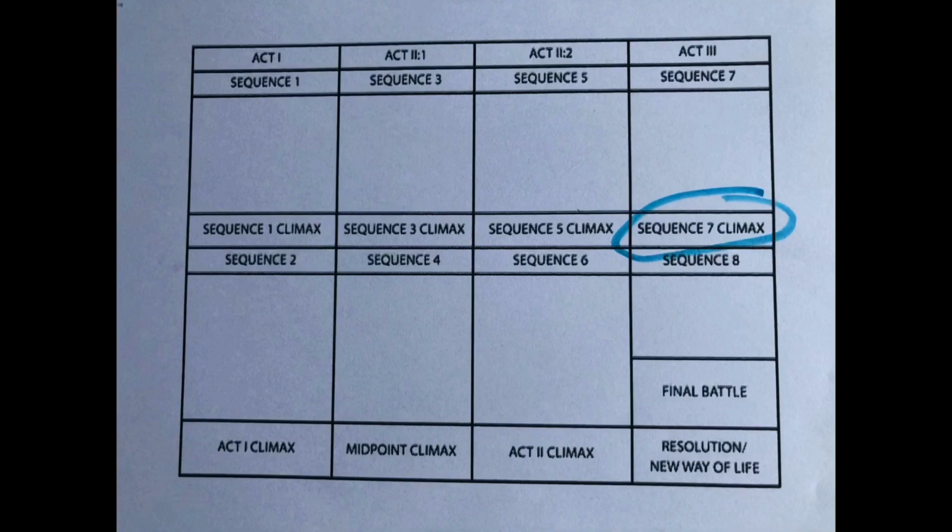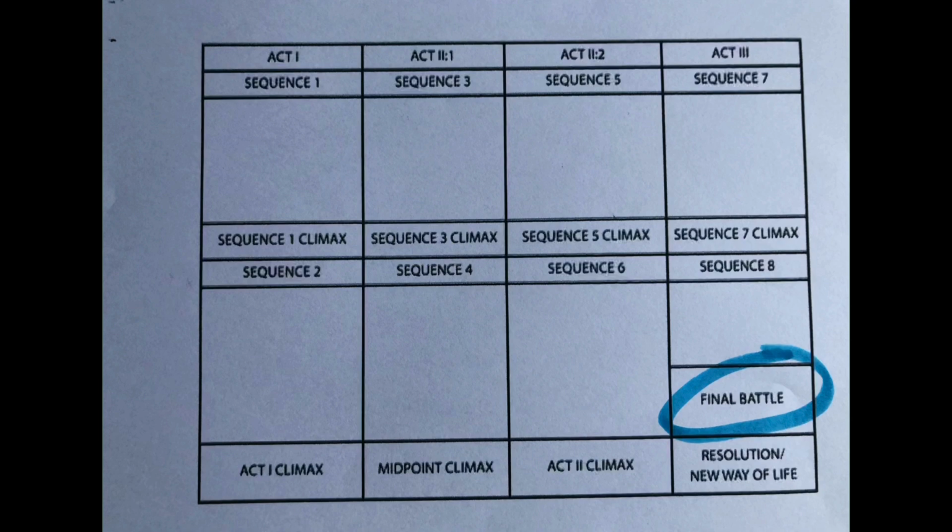And Act 3 is really the easiest of all. The Sequence 7 climax is usually a team battle that climaxes the storming the castle sequence. And the Sequence 8 climax is the final battle, the protagonist versus the antagonist, usually mano a mano. Then the resolution is its own kind of climax, but it's generally a more emotional and thoughtful one.